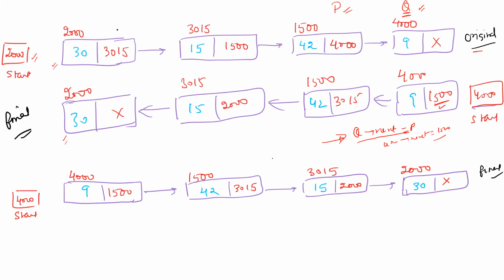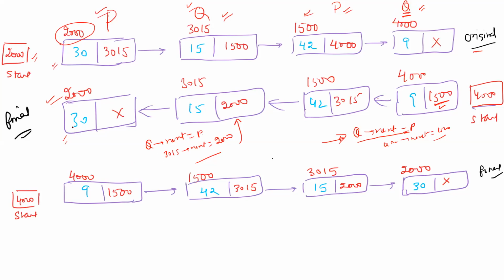Randomly, if you keep this as P and this is Q at some moment of time, then again in the reversal we can say Q next is equal to P. What does this mean? Q next, that means 3015 next is equal to P. What is P here? That is equal to 2000, so you can verify from here. In this manner, we start with P as this one and Q as this one, and keep updating Q next equal to P, and so on. Then P becomes this one, then Q becomes this one, moving in the forward direction.